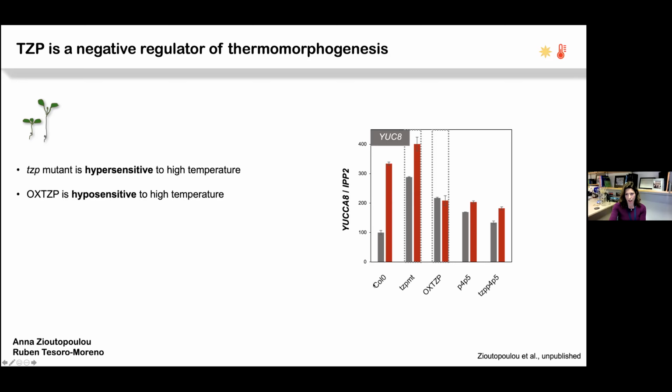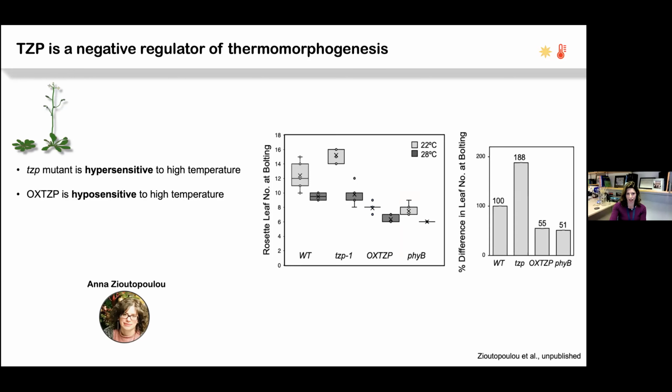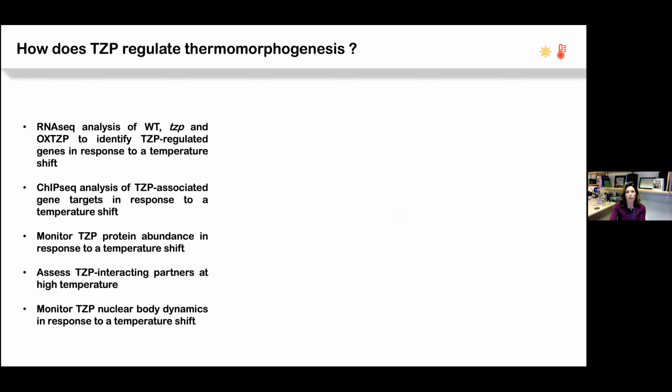And this is potentially due to changes in gene expression that have been associated with light and temperature mediated hypocotyl elongation. And one of the marker genes is YUCCA8, and you can see the same response. There is a hypersensitive response in the TZP mutant and hyposensitive in the OX-TZP line. And we can see the same phenotypes with regards to flowering initiation. So high temperature usually promotes flowering, and the TZP mutant shows a hypersensitive response to high temperature, whereas overexpression of TZP is hyposensitive, suggesting that TZP is potentially a negative regulator of thermomorphogenesis.